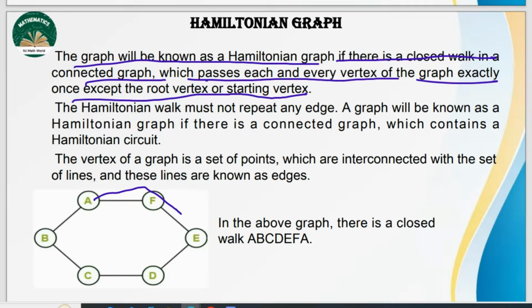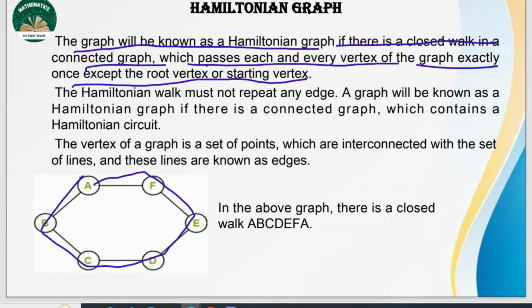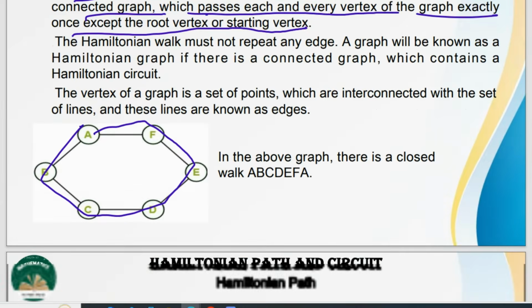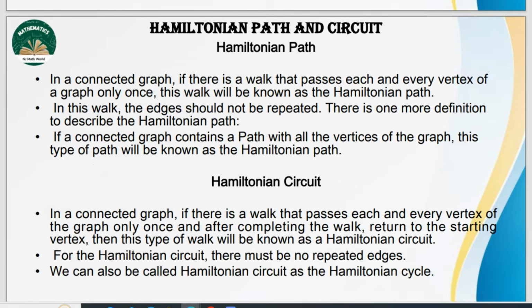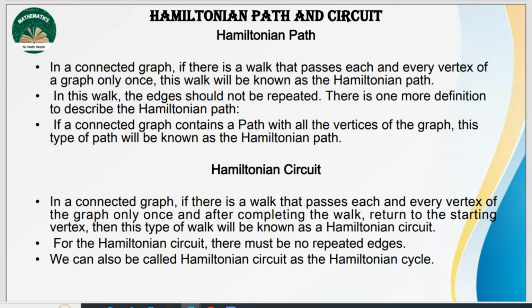That is A to C, F to E, E to D, D to A, and D to B, C to B, and B to A. So it is called a Hamiltonian graph, where it should pass through all the vertices, but the starting and ending vertex should be the same. Then you have Hamiltonian path. What is Hamiltonian path? In a connected graph, if there is a walk that passes each and every vertex of the graph only once, this walk is known as Hamiltonian path.